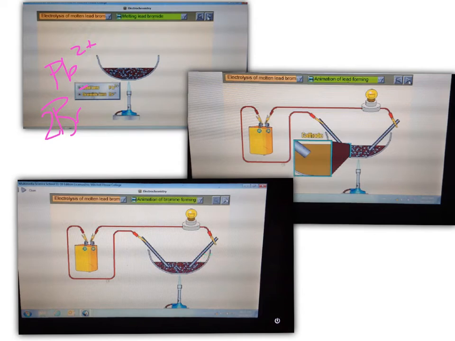And in each case, electrons are going to be transferred, and we are going to break up lead bromide into lead metal and bromine. Because it's hot, you'll end up actually getting a gas given off. Let's see what happens.